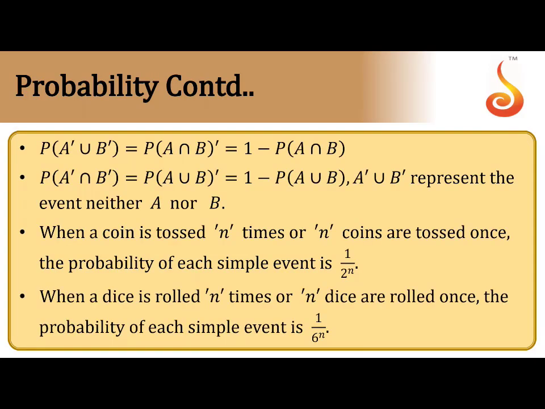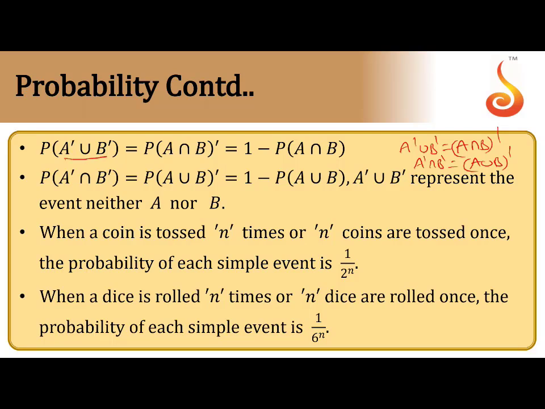Next, the probability of A complement union B complement equals A intersection B whole complement. So there are De Morgan's laws. A union B whole complement is nothing but A complement intersection B complement. Similarly, A intersection B whole complement is nothing but A complement union B complement. These are De Morgan's laws, which we have in set theory, so we can use these formulas.